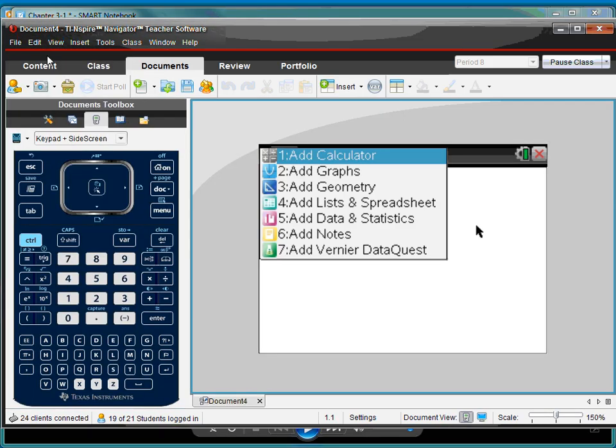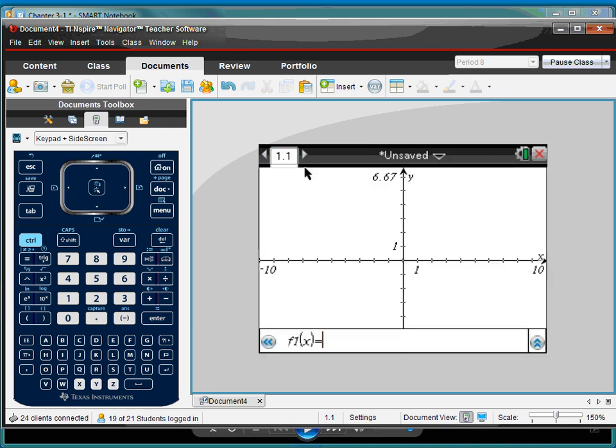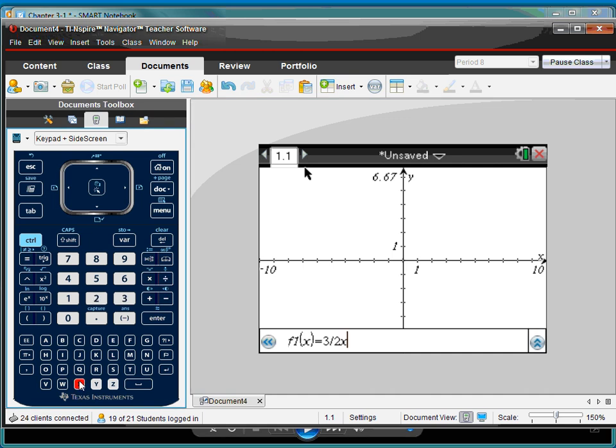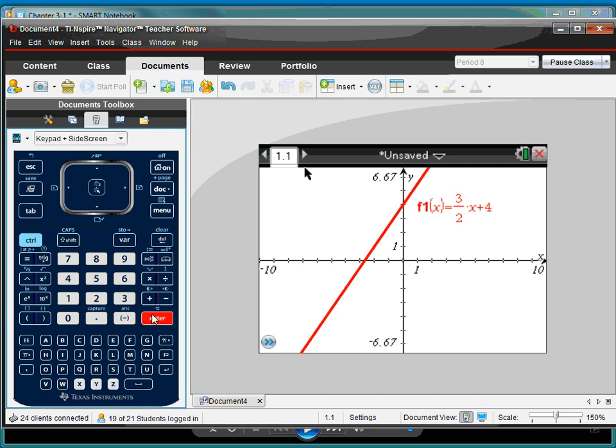Go to your calculator. Open a new document. And what do I want that document to be? A graph. You do not want to save changes. Okay, so now what do I type in? So what was my first function? When I solved it for y, what did I get? 3 divided by 2, x plus 4. Enter. Yep. 3 divided by 2, x plus 4 is your first function.